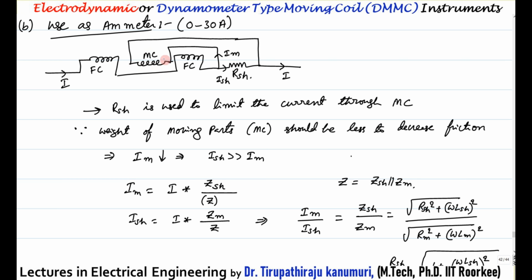So in order to avoid the problem of the frictional loss, what we will do is connect one shunt resistance across this moving coil. So the majority of the current will be bypassed through the shunt resistor. Only a small fraction of the current will pass through the moving coil. So that is the purpose of RSH.